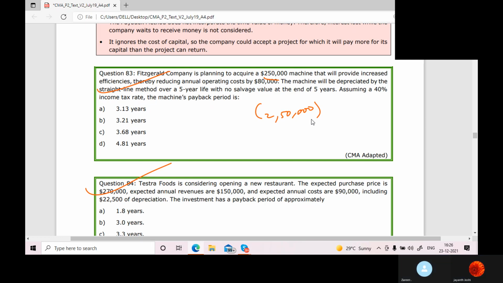And that it will not change like WDV, right? That is simple. It'll be the simple method, depreciated over 5 years, no salvage value. So how did you do this? This is what you invested. Now you're expecting how much as your cash inflows?